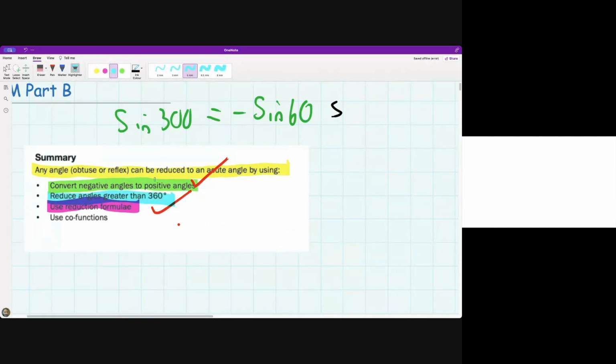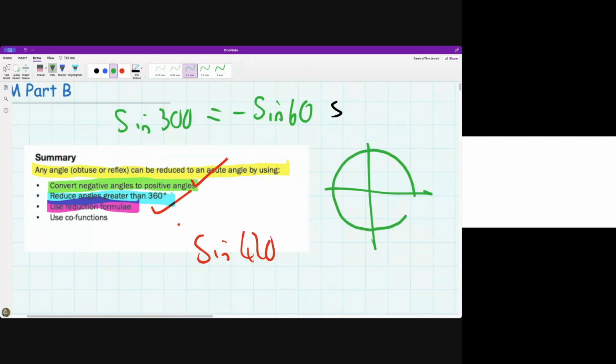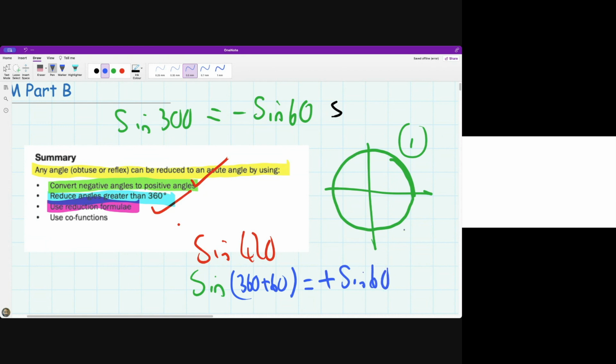Reduce angles greater than 360. So, for example, if I say to you 420, and then I say, what is the sine of 420? Well, to visualize that, 420 is just 360 plus another 60. So this is in quadrant 1, so the sine of 420 is actually the same as sine of 360 plus 60. In this quadrant, this is positive, and so it's just going to become the sine of 60. Because there's 360, you go the whole way around, then just go a little bit more.